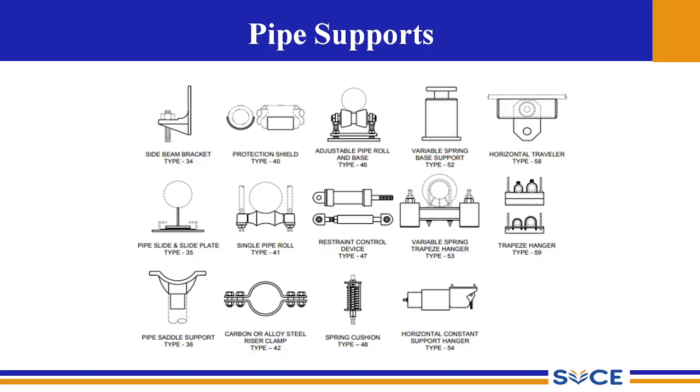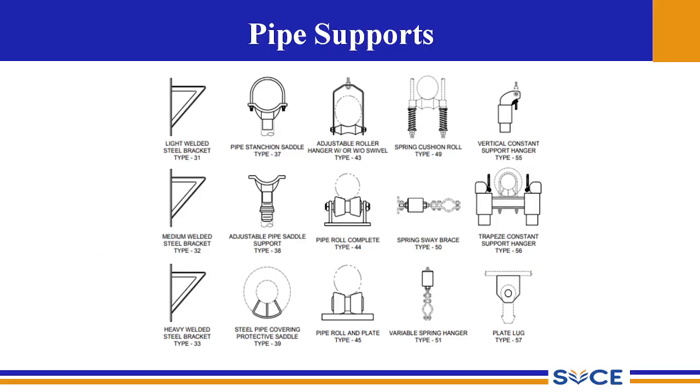Next type of support is type 37, the pipe stanchion saddle. So the pipe stanchion saddle is the device with a curved base for cradling horizontal pipes, and it slips into the nominal diameter pipe stanchion. So you have a U-bolt to provide the stability to the stanchion saddle.